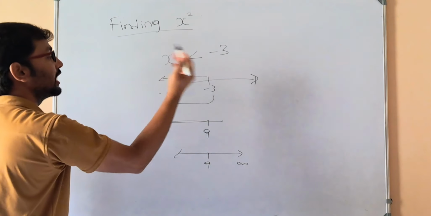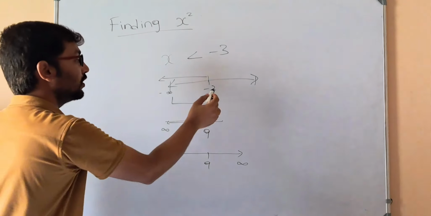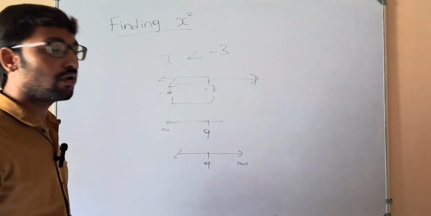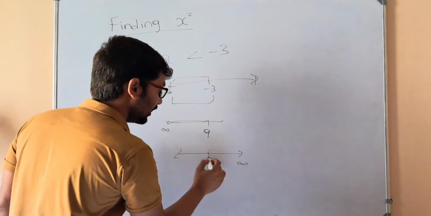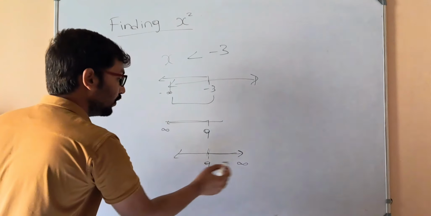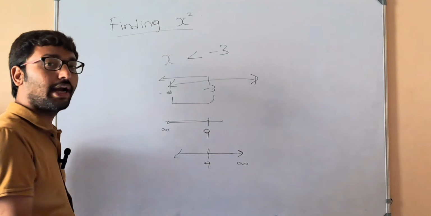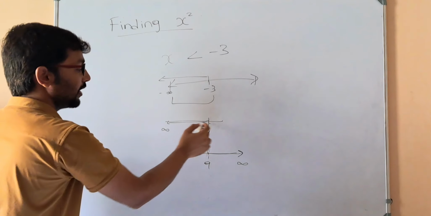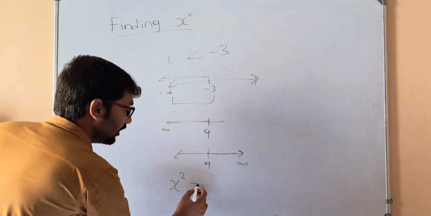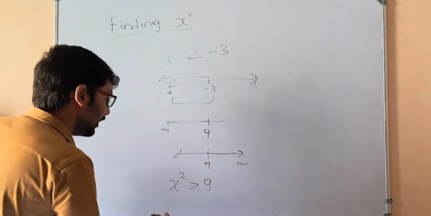Before, what are the x values? The x values are minus 3 to minus infinity. If I square these values, all negative values will again become positive values. That's why I am representing it in this way. So the proper representation is 9 to infinity. In the exam, no need to represent all of this. Directly I will get the idea that x square is from 9 to infinity. So x square is greater than 9.